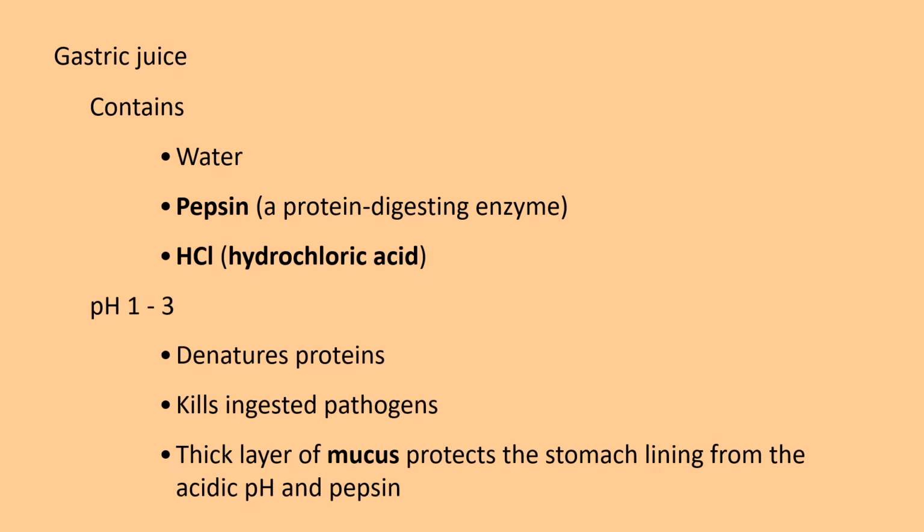So the low pH of gastric juice kills ingested pathogens, it denatures proteins, and we require this thick layer of mucus lining our stomach in order to protect ourselves from the low pH of gastric juice, as well as from the pepsin, this protein digesting enzyme that's in the lumen of the stomach.